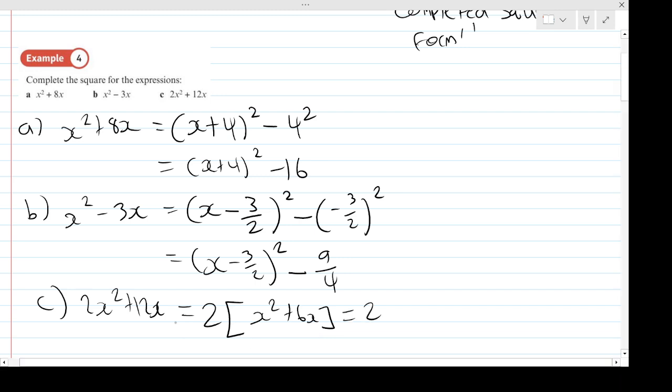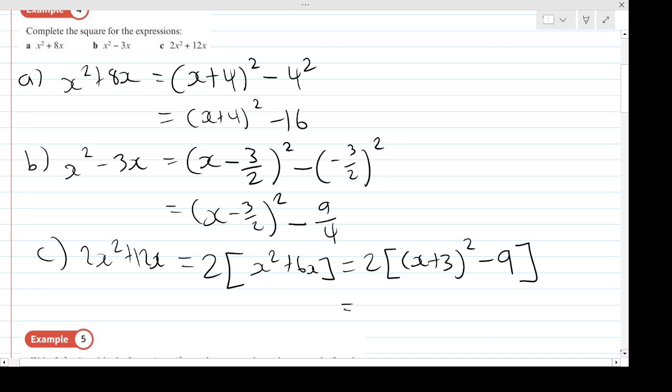Inside, I have 2, and then if I complete the square on x squared plus 6x, that'll be a bracket of x, and then half of 6, which is plus 3, all squared. Then I take away the square, which is 3 squared, which is 9. At the end, I can then just times 2 to everything. So 2 lots of x plus 3 squared.